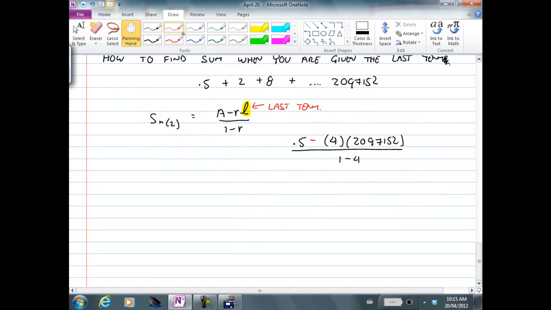And I'm going to write a few things down. Star. Only use this formula if you are given the last term. Okay. Given the last term. This formula only works if you have the first, last, and R. Guys and gals, that now ends your lesson for today.